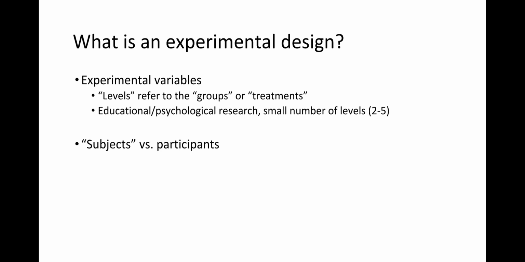Okay, again, levels refers to the groups or treatment levels. And typically we do 2 to 5 groups in social behavior science. Subjects and participants are slightly different. Participants are everybody involved in your study. Sometimes the teachers are participants of your study, right? And other people are all participants of the study.